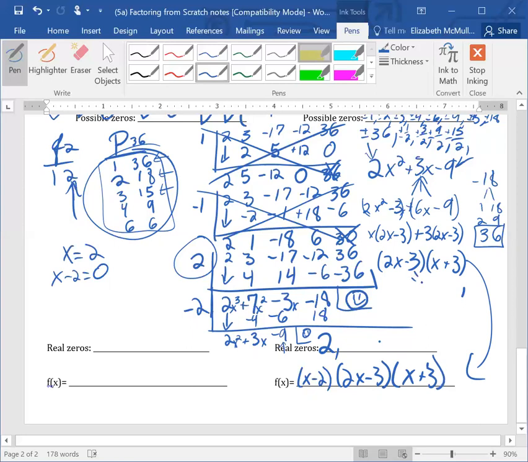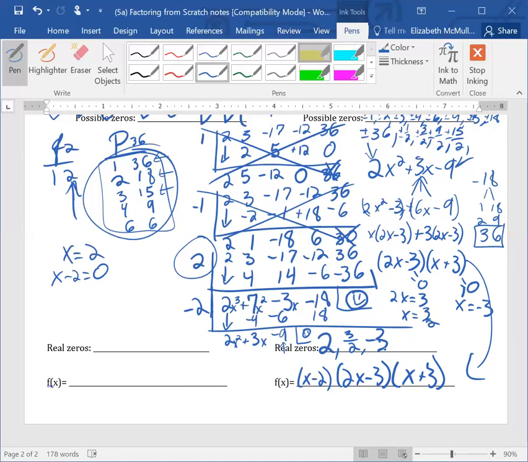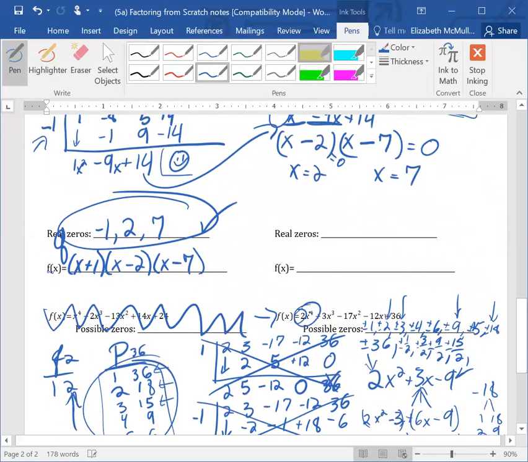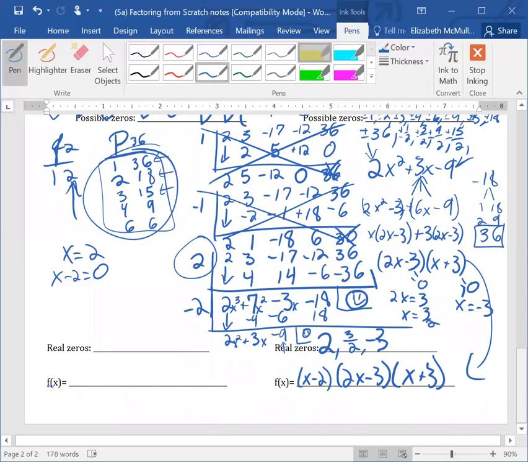And if I set each of these pieces equal to 0, here I'm going to get x equals -3. Here I get 2x equals 3, and then x equals 3 halves. Let's write down our other zeros. 3 halves and -3. But did you notice this was a 4th degree polynomial, right? 2x to the 4th. So I'm supposed to have 4 factors and 4 zeros. How many do I have? I have 3. So I missed one somewhere. Where did I miss it?